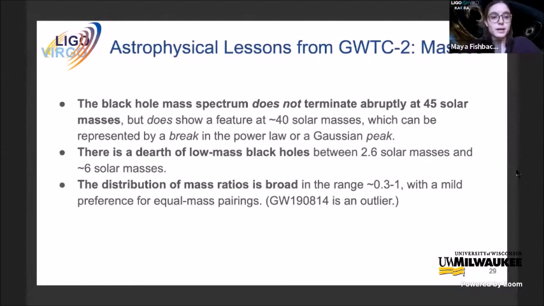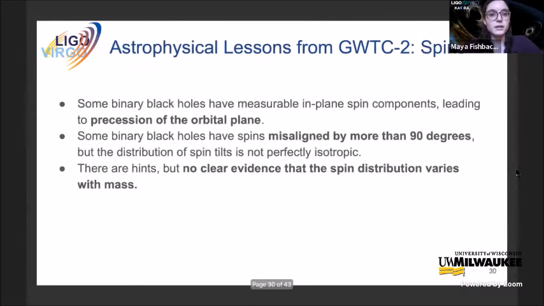A third lesson that we have about the mass distribution is that the distribution of mass ratios is broad. So unlike in GWTC1, where we thought that perhaps all binary black holes were made out of equal mass component black holes, we now know that the mass ratio distribution extends to more extreme mass ratios, spanning the range around 0.3 to 1, although there's still a mild preference for equal mass pairings. And here, GW190814, that extreme mass ratio event with the 2.6 solar mass secondary, is still an outlier in the mass ratio distribution. So moving on to the next slide.